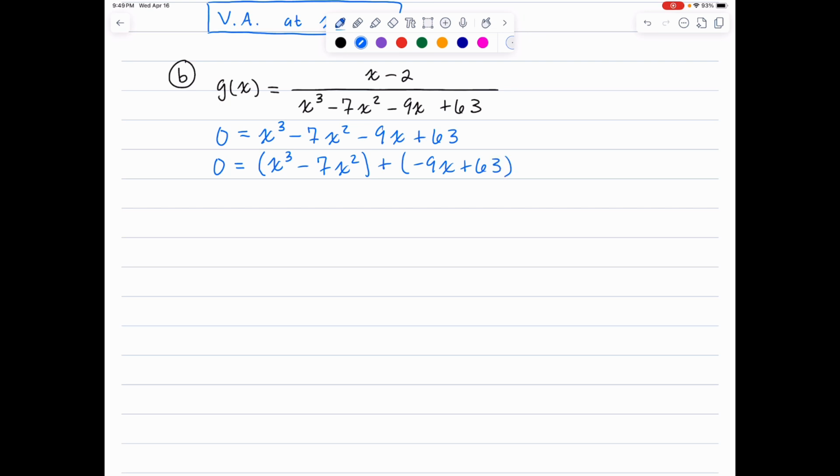So for this first bit here, I am going to take out what they have in common, which is x squared. So I get 0 equals x squared, and what's left over is x minus 7. And over here, I'm going to take out what they have in common, which is a negative 9. And what I'm left with is x minus 7. So now I can factor by grouping, and I can factor out an x minus 7 from both of these.